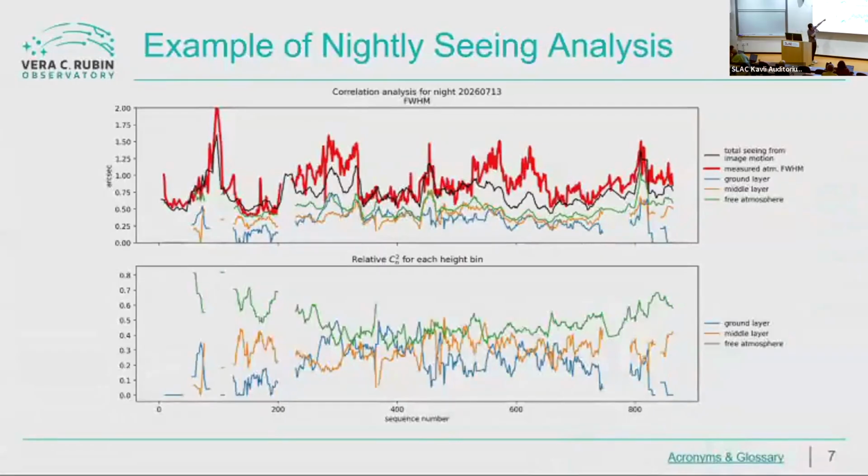Again, on the top panel, the blue, orange, and green curves are the layer separations as introduced before, converted to full width half max in arcseconds. The bottom panel is another plot that shows the relative contribution of each layer to the total atmospheric strength, normalized to 1.